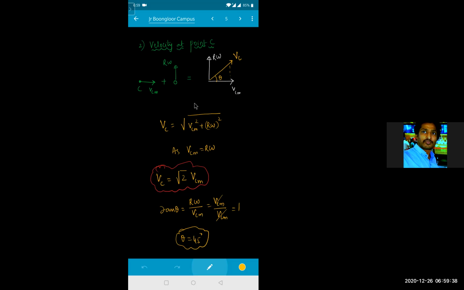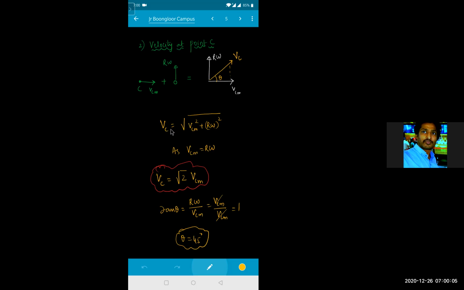Like when a car is moving, in the watery part also, the moment it touches the water, what is happening? Water will try to rise in an upward direction, but not in the front direction. So if I take the combination of both of them, VCM and R omega, the velocity at the point C on the wheel is directed in this direction. That is the reason the wheel is moving in the front direction, because this VC is pulling the wheel in the front direction.